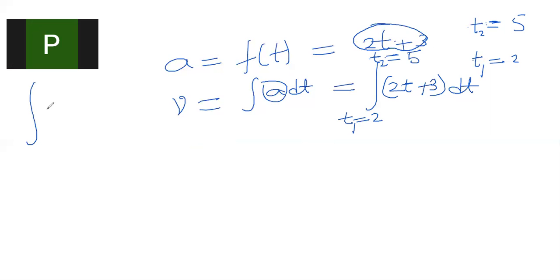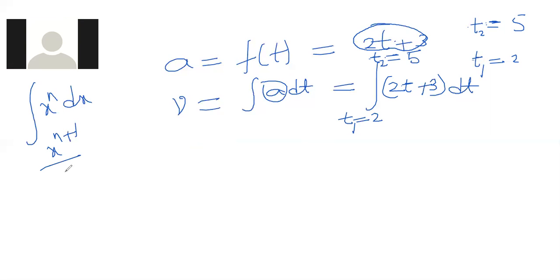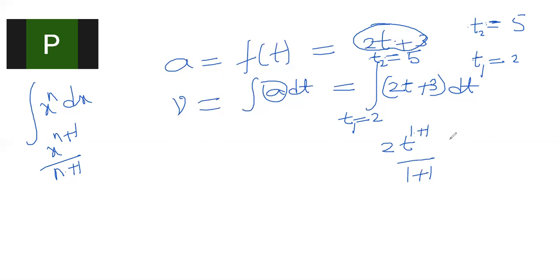What is the formula? x power n dx. I told you 100 times. x power n plus 1 by n plus 1. No, no, you are telling me the differentiation formula. This is the integration formula: x power n plus 1 by n plus 1. So 2t power 1 plus 1 by 1 plus 1.